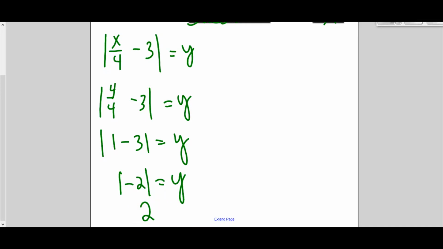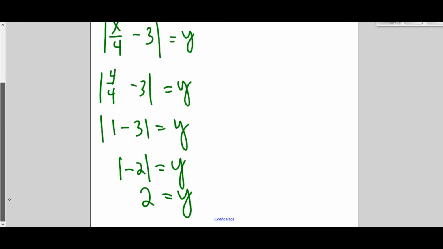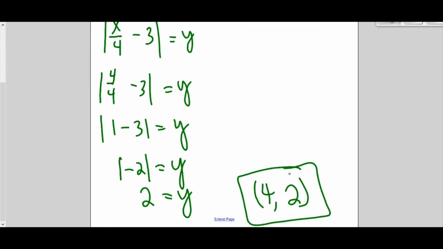So let's go ahead and write this as an ordered pair. My x value here was 4, and so my y value is 2. So 4 comma 2. That's my answer for that one.